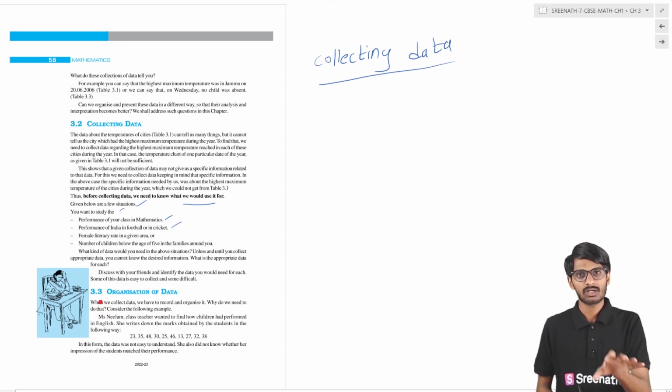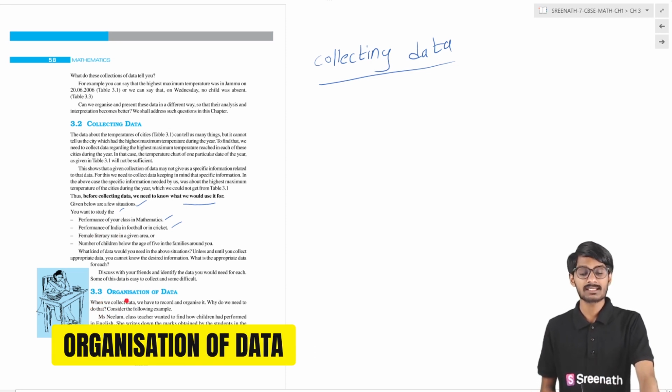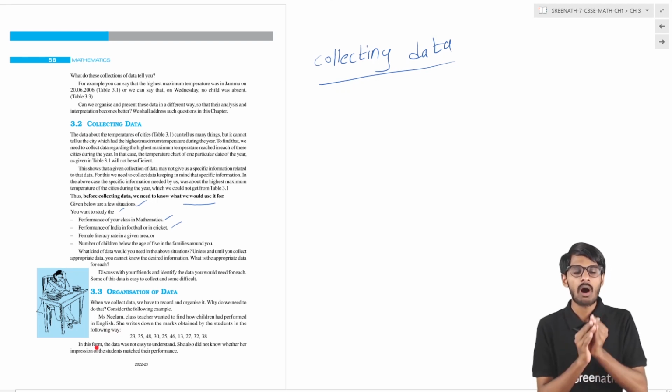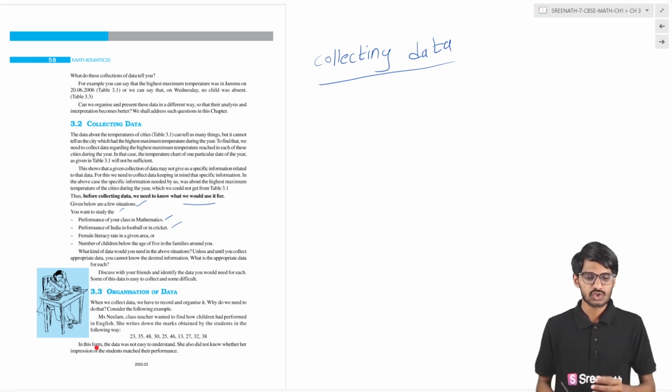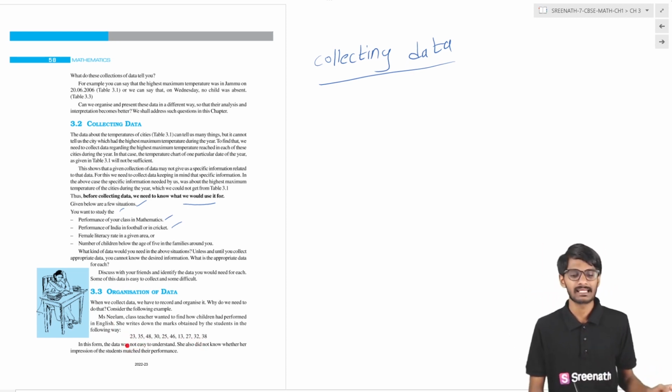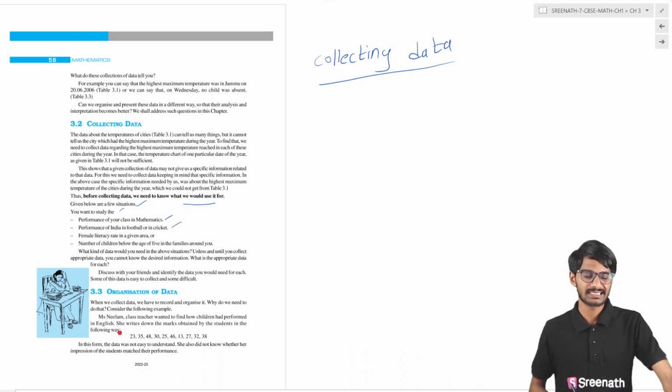Next thing is, you have collected the data, it's okay, but organization of data is somewhat important, students. Why? Mrs. Nilma is a class teacher, and she wants to find how children had performed in English. So she wrote down the marks like this, 23, 35, 48, 30, like that. But by writing this data like this, she can't get the perfect answer. It is somewhat confusing.